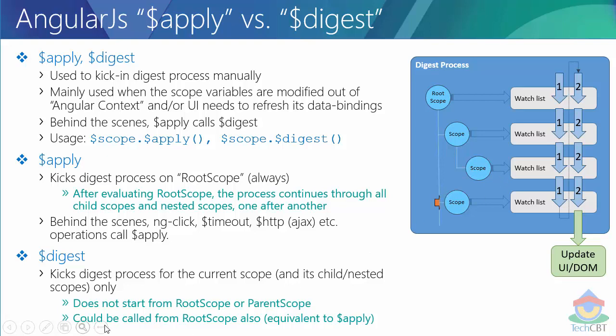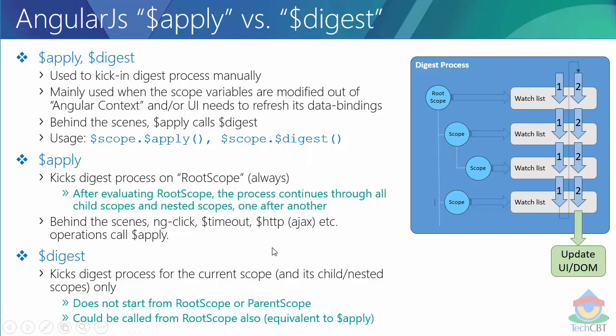Okay, and it could be called from root scope also. So if you have the reference to $rootScope and if you call $rootScope.$digest, it is as good as really calling $scope.$apply. So whether you use $scope.$apply or whether you use $rootScope.$digest, those are almost similar.